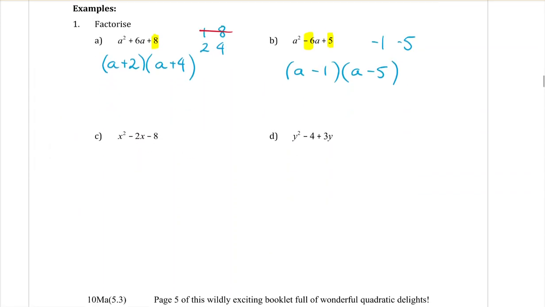Okay, let's keep practicing. Part C. We have got a -8 here. What does that tell us about the two numbers that we're looking for?